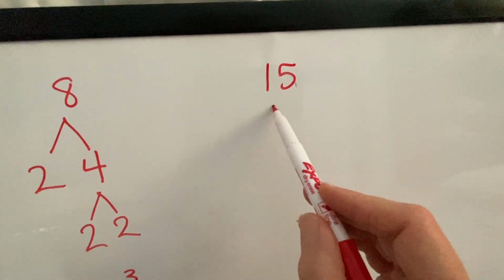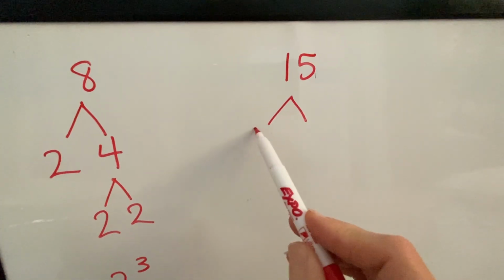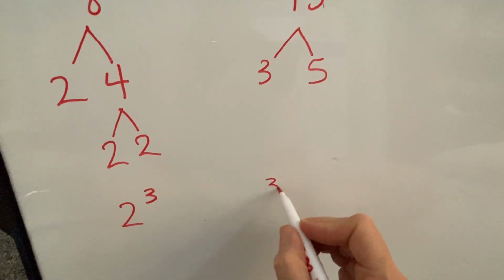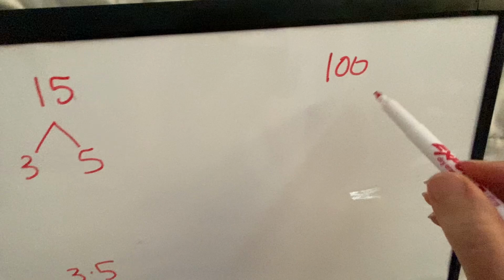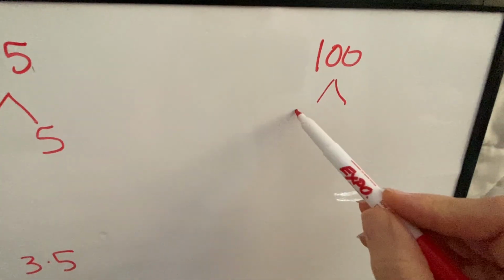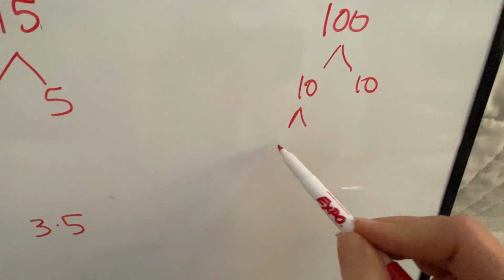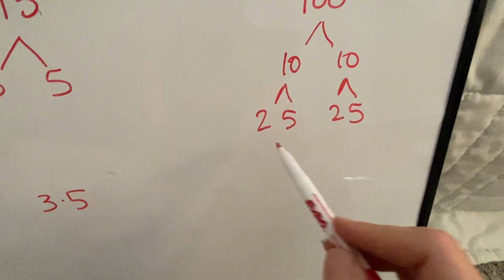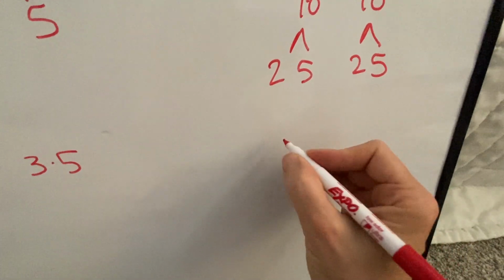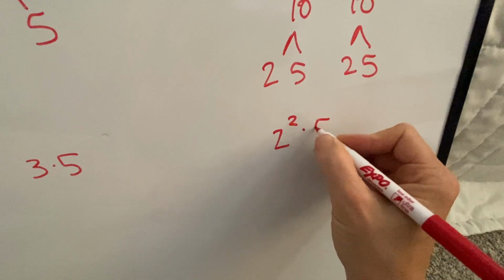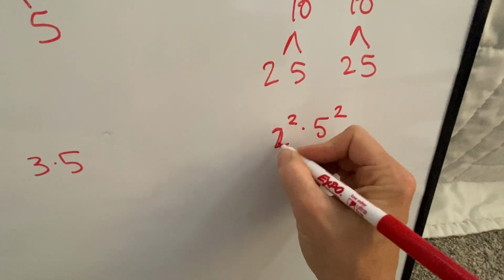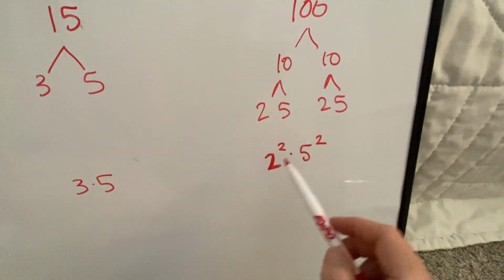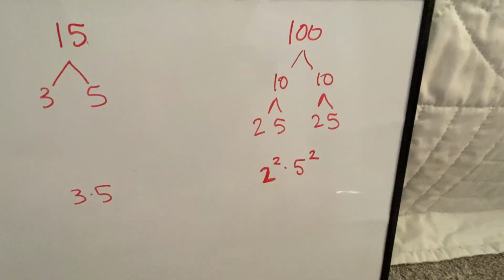Then we come over here, and 15 is 3 and 5. They are both prime, so the prime factorization of 15 is 3 times 5. Now we've got 100 over here. Let's say 10 and 10, and then 2 and 5, 2 and 5. Each of these is prime. This is basically 2 squared times 5 squared. That's two 2s and two 5s: 2 times 5 times 2 times 5 is 100.